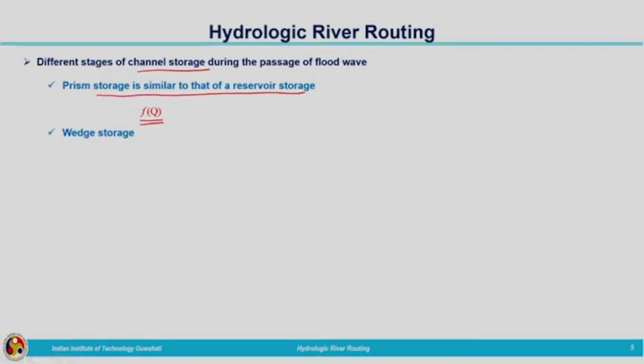Now, coming to the wedge storage, it is not like that, it is changing. As the flood wave is entering into the channel reach, positive wedge is formed, then as it recedes, negative wedge is formed at the downstream end. So, the wedge storage is a function of input.